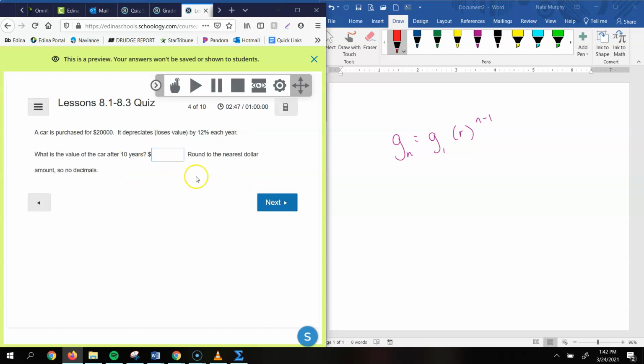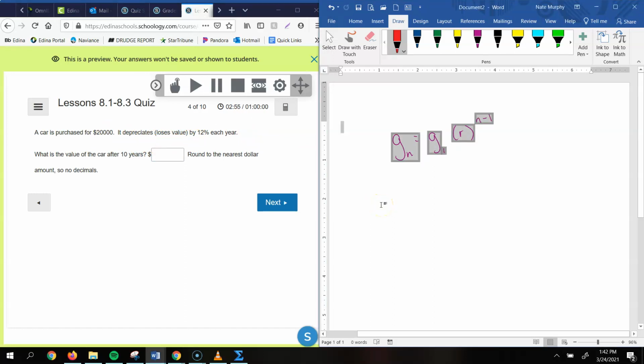All right, a car is purchased for $20,000. It depreciates and loses value by 12% each year. What is the value of the car after 10 years? All right, so this is an exponential function where our growth factor is, well, we're decreasing by 12%. So let's start out with the 20,000. What I would do is take 100% minus 12%, or 1 minus 0.12. Either way, I get 0.88.